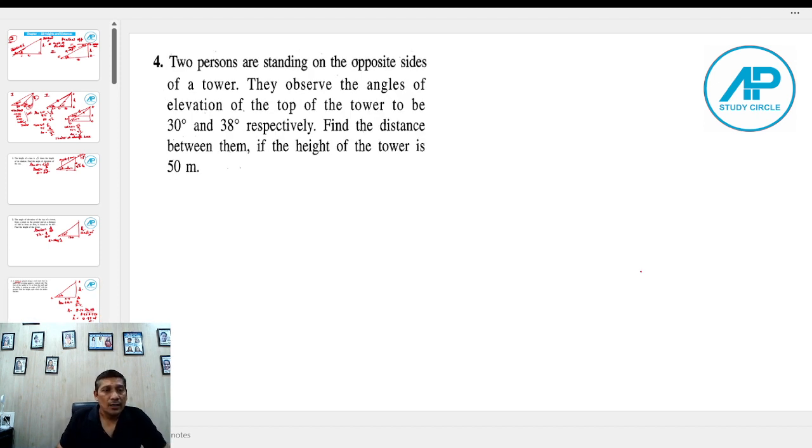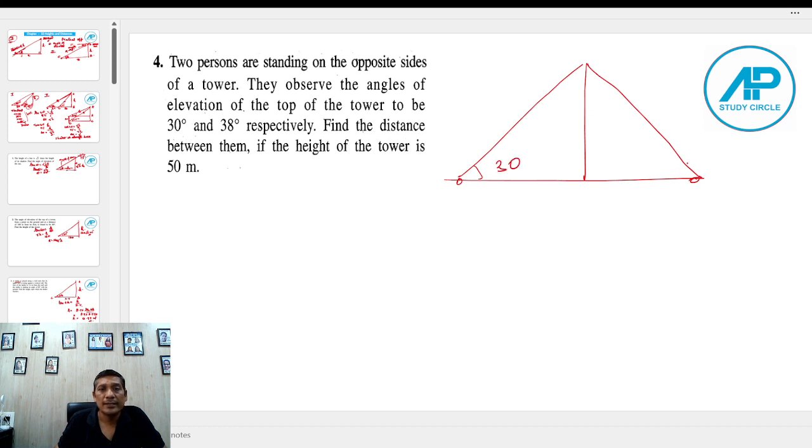Two men are standing on opposite sides of a tower. They observe the angles of elevation of the top of the tower to be 30 and 38 degrees. Two persons standing, so first we will draw the tower. Both people are standing on either side of the tower and both are observing the angles of elevation, 30 and 38. You can make any angle on any side, and the height of the tower is 50.